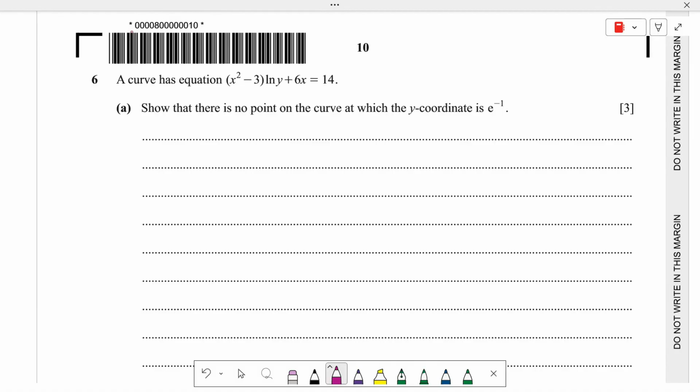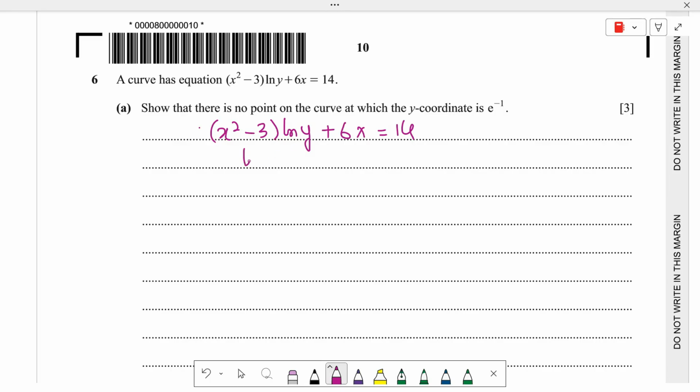Question number 6. A curve has the equation x squared minus 3 ln y plus 6x equals 14. Show that there is no point on the curve at which the curve has y coordinate e to the power of negative 1. First we find the y coordinate of the given curve equation. So we have x squared minus 3 times ln y plus 6x equals 14. So we need to find the value of the y coordinate.